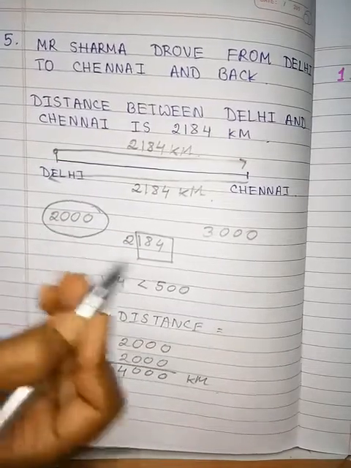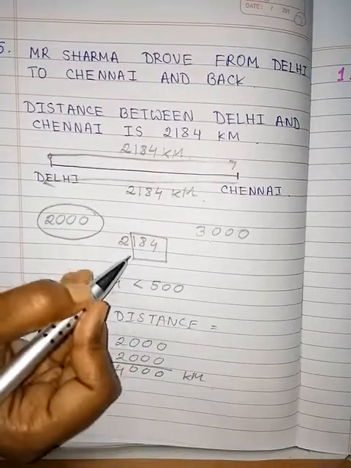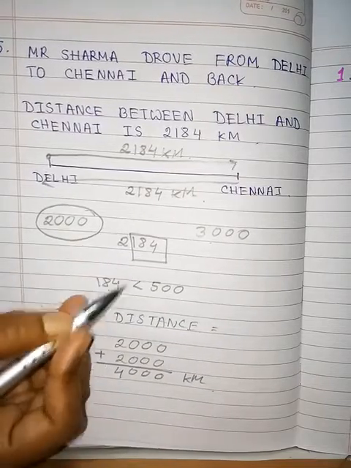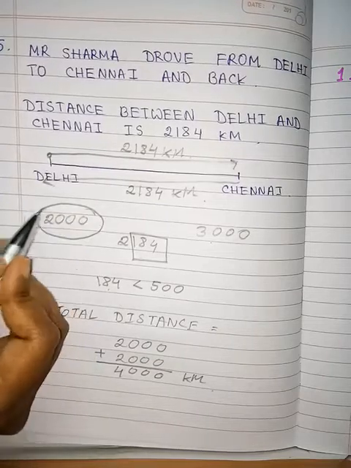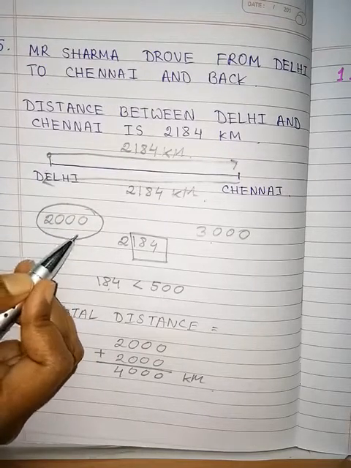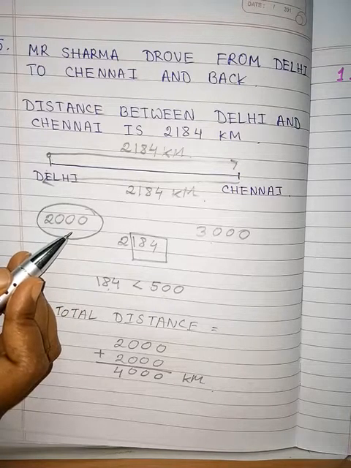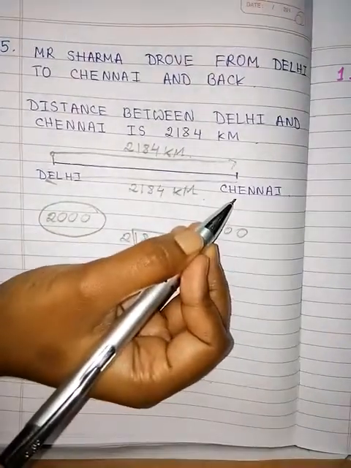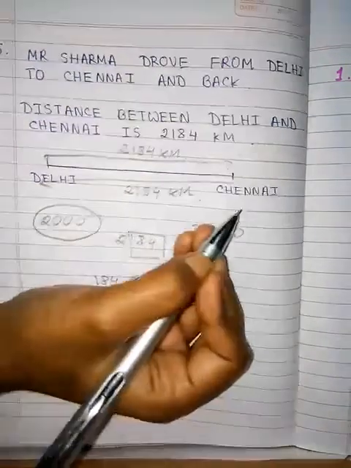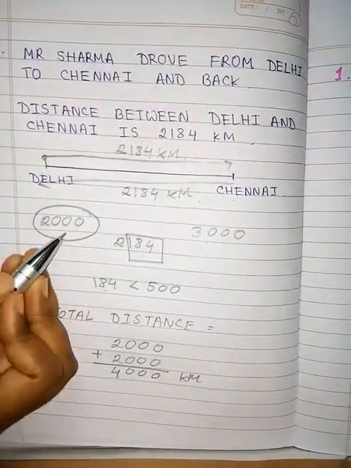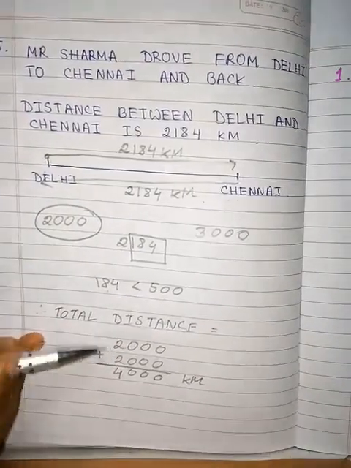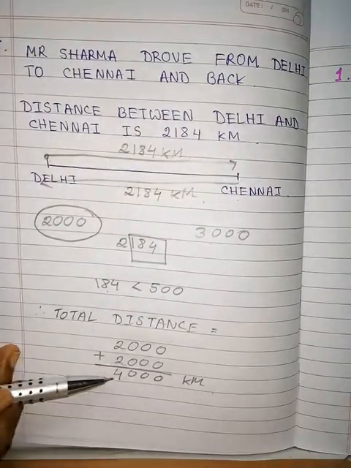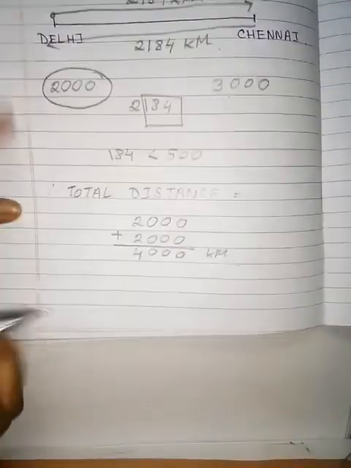2184. This number lies between 2000 and 3000. Now check 184, the last three digits. 184 is less than 500. When 184 is less than 500, then the smaller number or the previous 1000 will be your answer. So here 2000 is your rounded number. So when he was going from Delhi to Chennai, he covered 2000 km. Again, when he came from Chennai to Delhi, he covered 2000 km. So total distance he covered 2000 plus 2000, 0, 0, 0, 2 plus 2, 4, 4000 km. Must write down the answer.